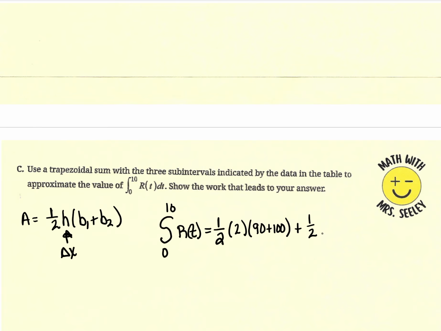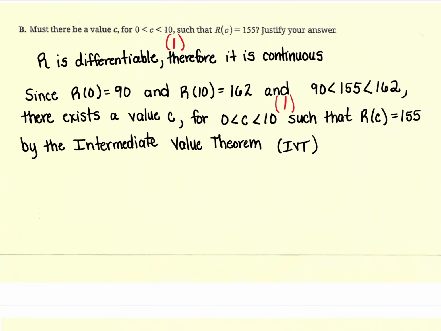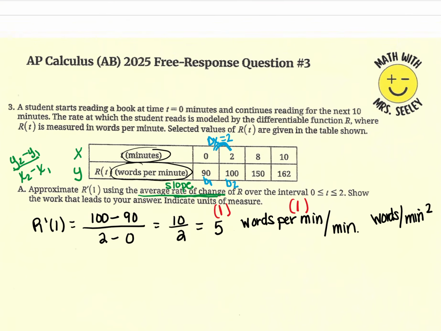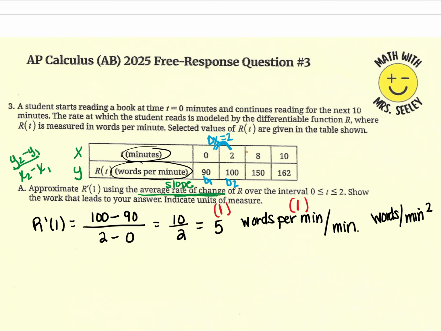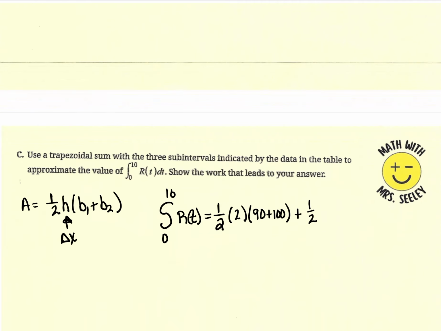Plus, let's go to the second trapezoid. It's 1/2. Let's come up here and find our delta x. Our delta x for this one, from 2 to 8, that delta x is 6. And this is my base 1. And this is my base 2. So let's come down here and put it into our Riemann sum. So it's 1/2. We said that height, or that delta x, is 6. The first base was 100, plus the second base is 150.